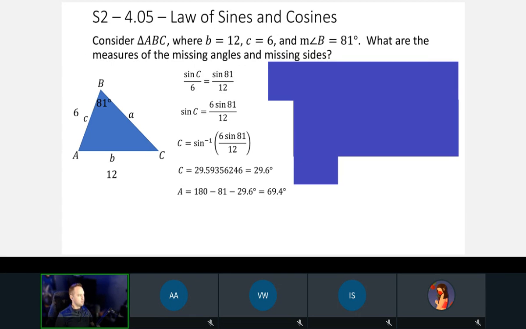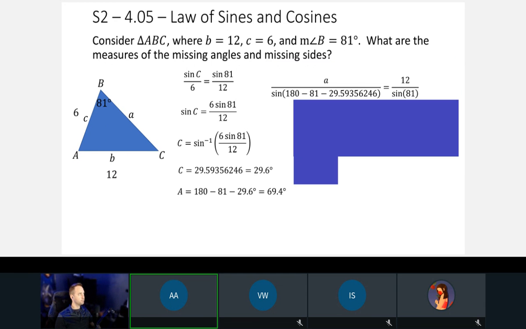All right. Next, we have to find the missing side, little a here. We know all of the angles. I'm going to use the 81 degrees and the 12 for sure. And then I'm going to use probably these two would make the most sense to me. You have to use those A's to find side A.